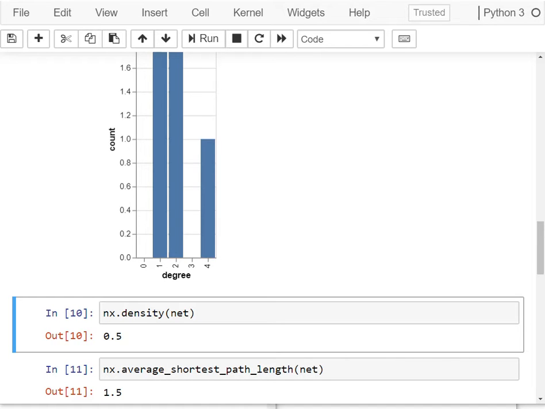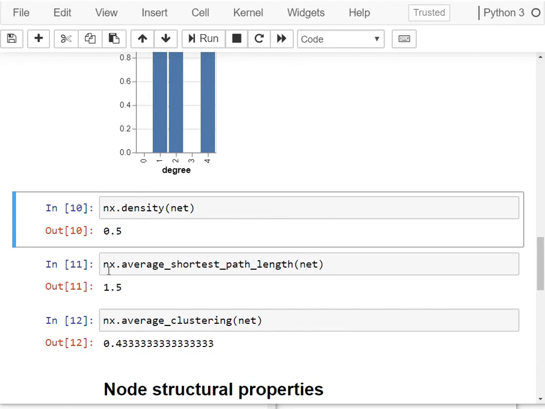Another measurement that characterizes the structure of the network is the average shortest path length. This is something we looked at last time when we looked at the average shortest path between different nodes in a network. If you look at all of the shortest paths between all pairs of nodes and you take the average, this is called the average shortest path length. In this example, on average, it takes us 1.5 hops to go from any node to any other node in the Apollo movie network.